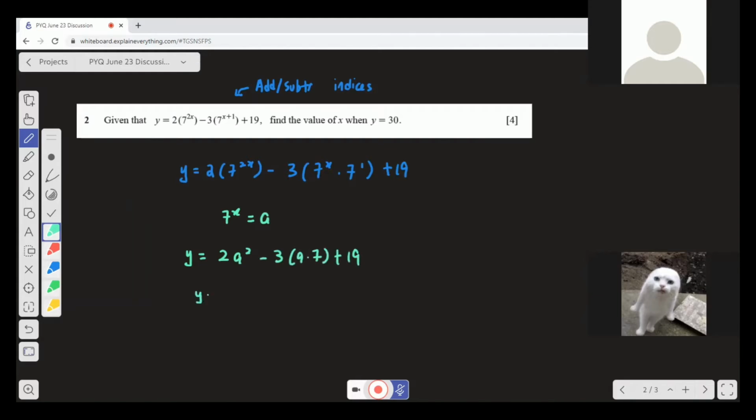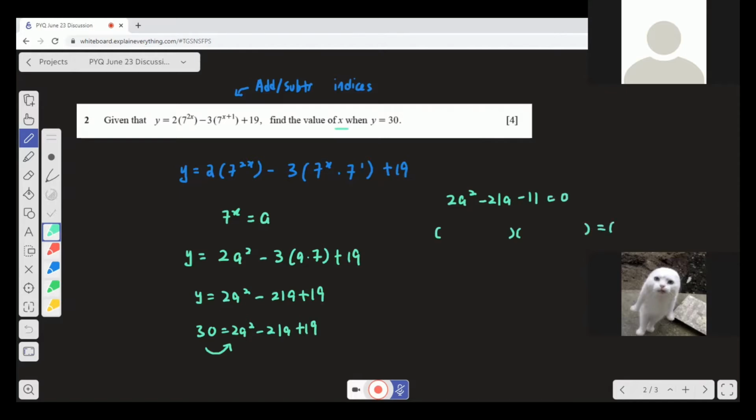So in this case, y equals 2a squared minus 7 times 3, 21a plus 19, and we can solve for x when y is equal to 30. So 30 equals 2a squared minus 21a plus 19. I bring the 30 over here, it becomes minus. So 19 minus 30, we get minus 11. Am I right? I think so. So equal to 0. Then we factorize to get the answer.